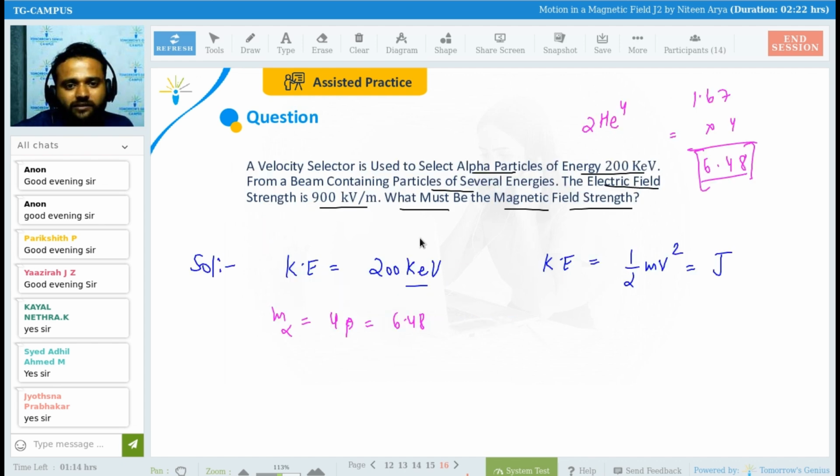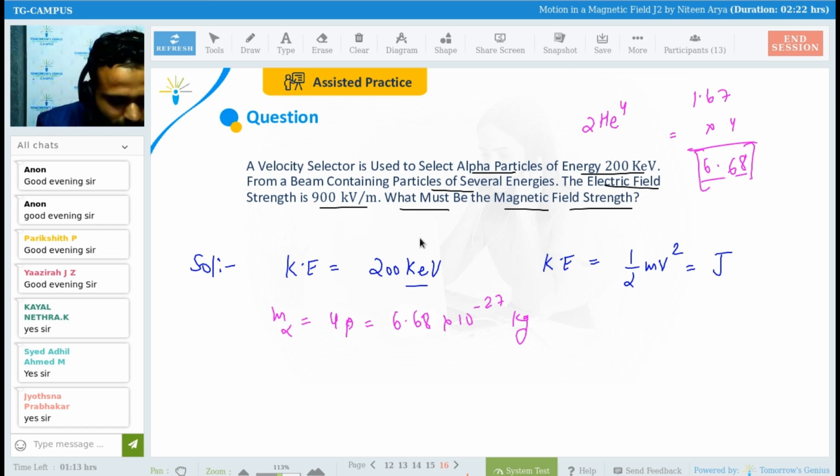What happened to my calculation today? So here it is going to be 6.68 into 10 to the power minus 27 kilogram. Just give me a minute. I need to check this and then confirm, because sometimes, maximum times, 1 eV to joule, multiply. I know this. Good.